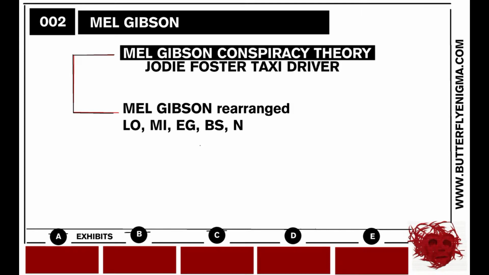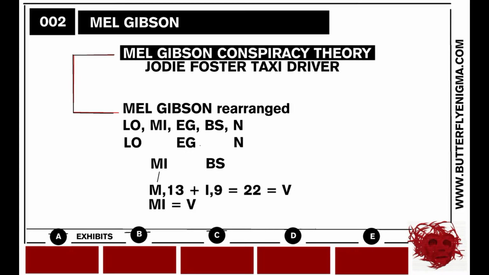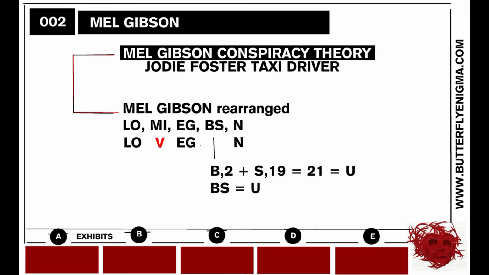L-O-M-I-E-G-B-S-N. 3 of these letter groups will remain the same. They are L-O, E-G, and N. And 2 groups will go through metamorphosis. These are M-I and B-S. First, the M-I. M13 plus I9 is 22. Letter 22 of the alphabet is V, therefore MI equals V. Now for the BS, B2 plus S19 is 21. The 21st letter of the alphabet is U, therefore BS equals U.